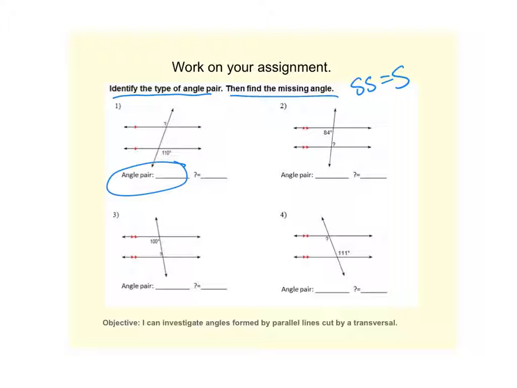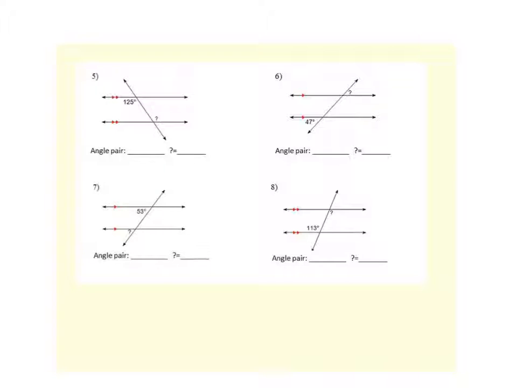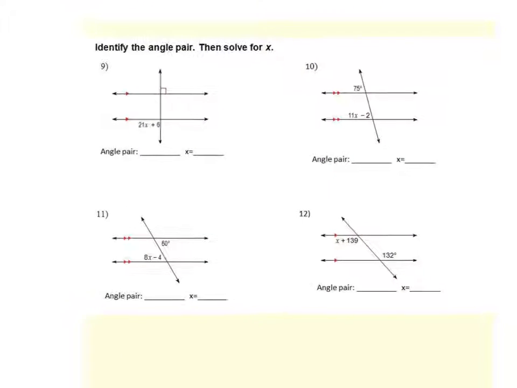So your options are either that it's going to be the same, or that the angle plus the missing angle equals 180, and you will have to solve. These are your only two options. Same thing on 5 through 8. Identify the angle pair, solve for the question mark.